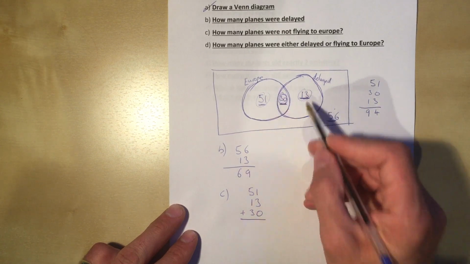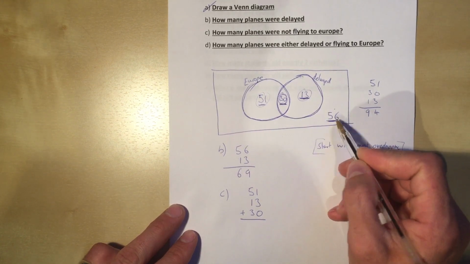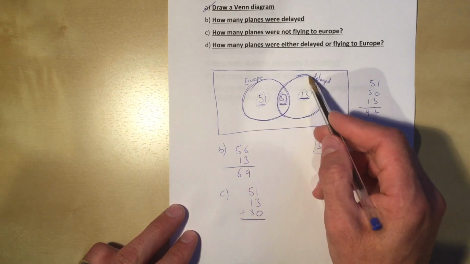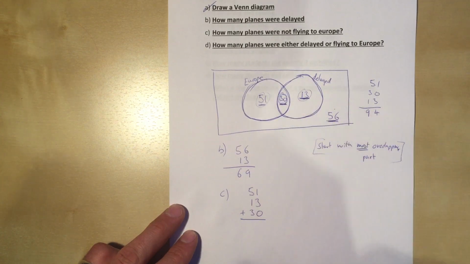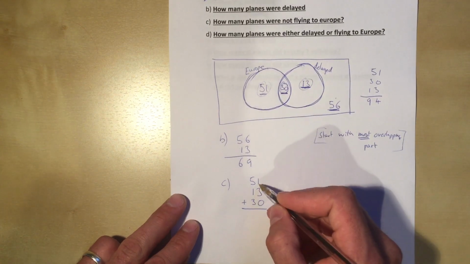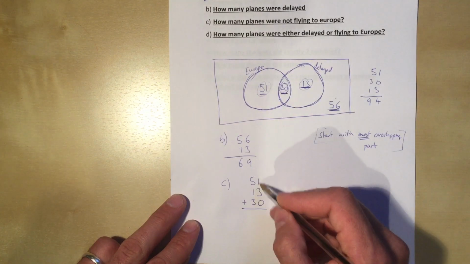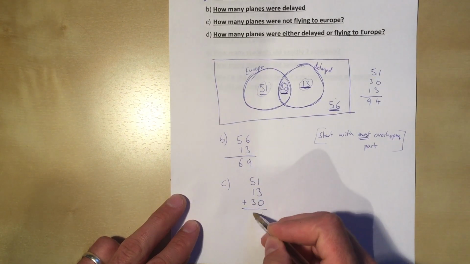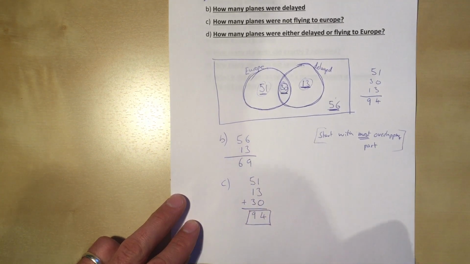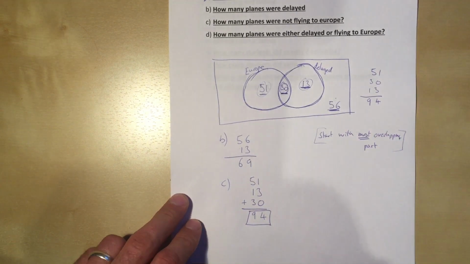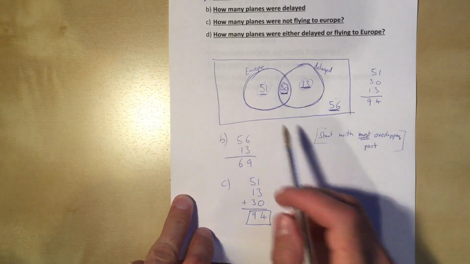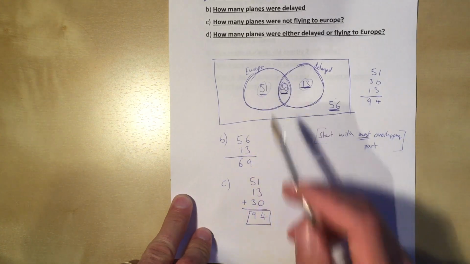So those three categories. Now these 56 planes weren't flying to Europe because they're outside of this circle. They weren't delayed because they're outside of this circle. So we're not going to worry about those ones. So how many planes were either delayed or flying to Europe? Our answer is going to be 51 and 13 is 64, and 30, 94. And in fact, it's the same calculation we did already, wasn't it? So there's a Venn diagram with 2 circles in it.